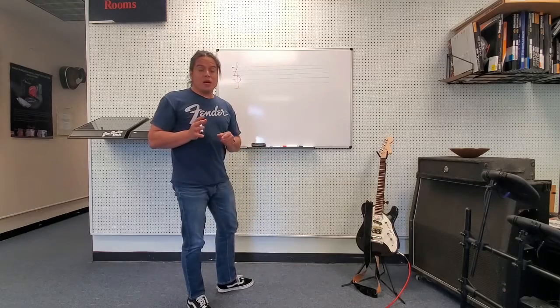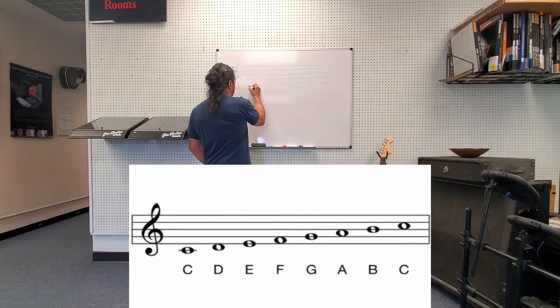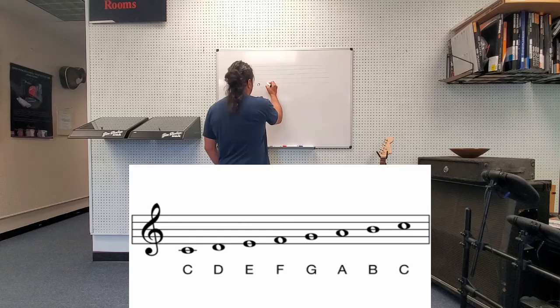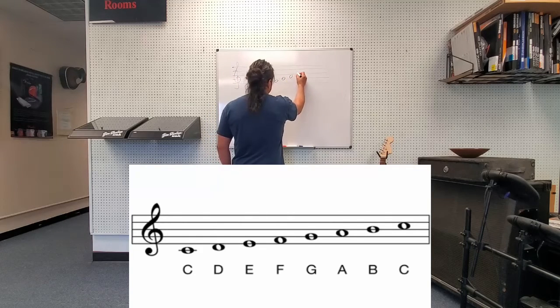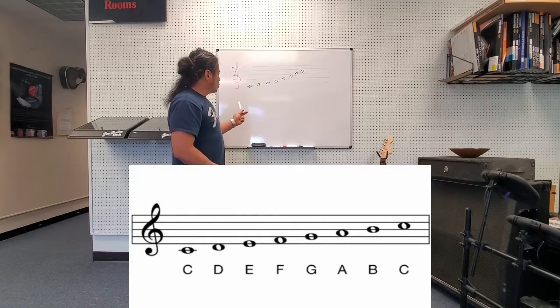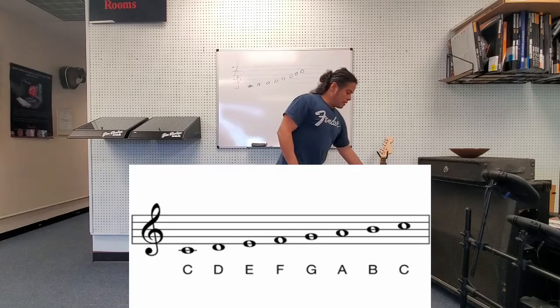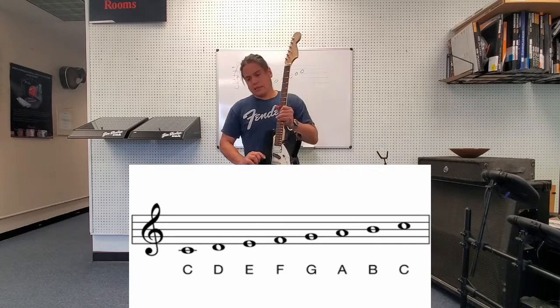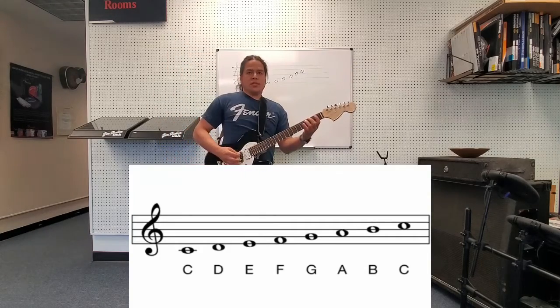So if we look at the C major scale, one octave, it's going to look like this. We have C, D, E, F, G, A, B, and C. So we have a C major scale, one octave. If you don't know what that is, when I play it, you'll know, because that is just this.